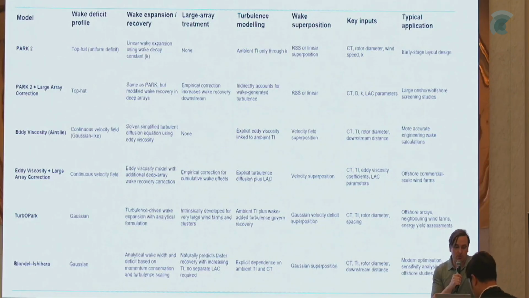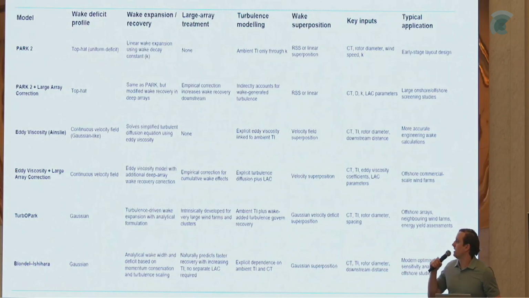But we do have some inputs here on, for example, 2 very interesting wake models for offshore, which are Turbo Park, which has been validated quite rigorously in the German North Sea for very large clusters, and then what I am actually introducing now in Japan, which is the Blondel Ishihara wake model. So both essentially depend on TI and CTs, and are looking at the Gaussian velocity deficit, or basically the Gaussian superposition at each location. So it's quite an interesting method. There are some validations you have here, but then you have also the usual suspects, which are Park 2, eddy viscosity. You can use large array corrections, or you can simply use the ones that I just mentioned before.